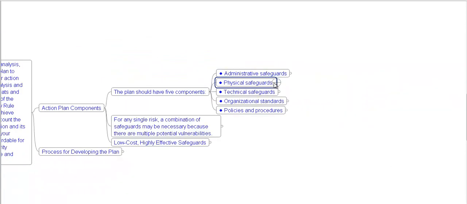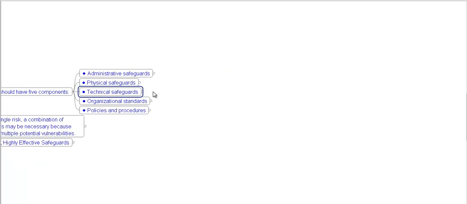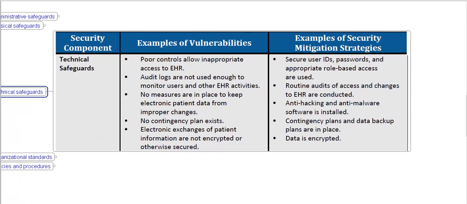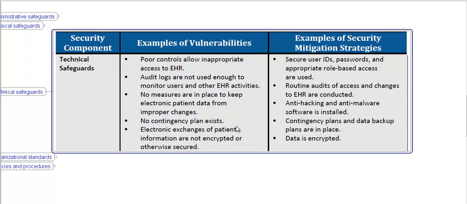Now we'll see the technical safeguards. Security component: technical safeguards. Examples of vulnerabilities: poor access control allows inappropriate access to ePHI, audit logs are not used enough to monitor user and other ePHI activities, no measures are in place to keep electronic patient data from improper changes, no contingency plan exists, and electronic exchange of patient information is not encrypted or otherwise secure.